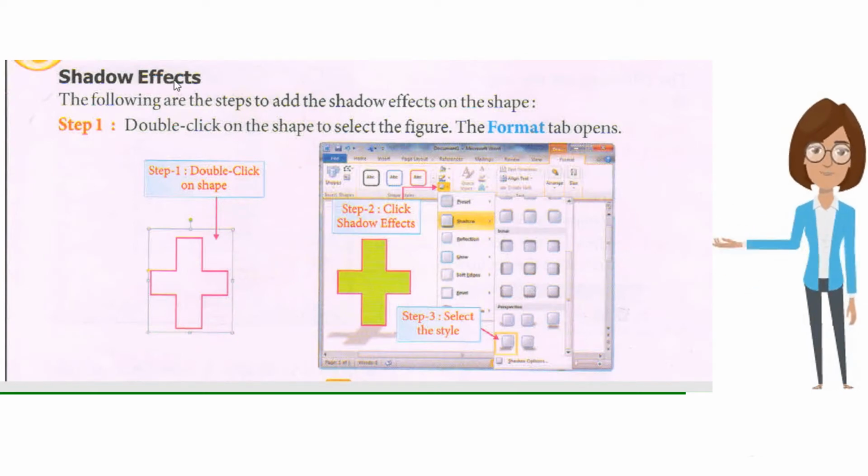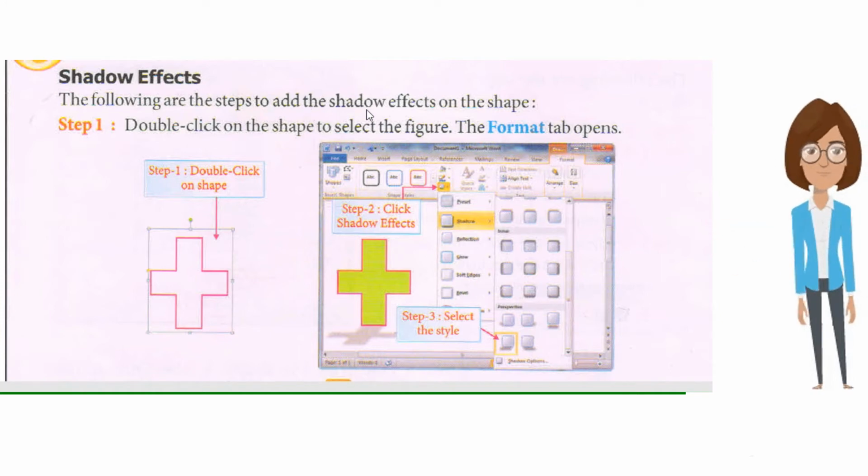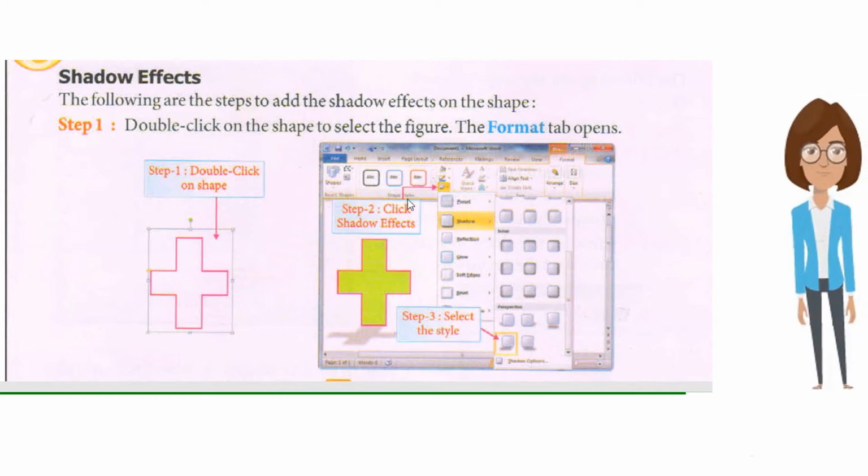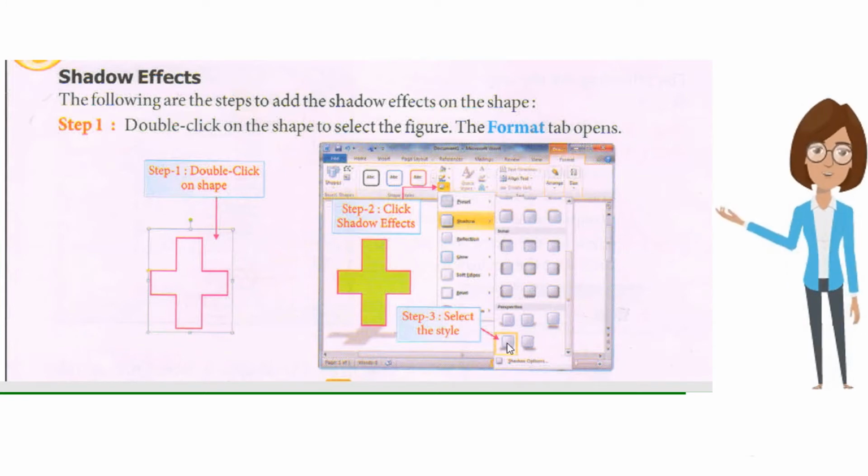Shadow effects. The following are the steps to add shadow effects on the shape. Step 1. Double click on the shape. Step 2. Click Shadow Effects. Step 3. Select the style.